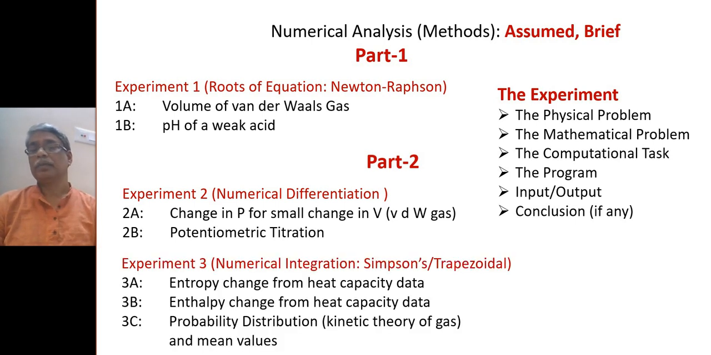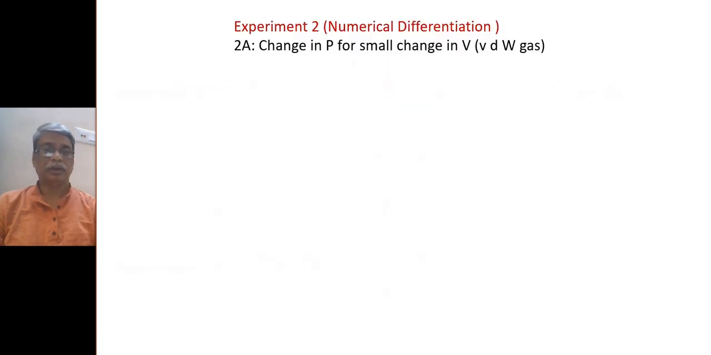And the third experiment, there are three experiments, but the category is numerical integration, either by Simpson's 1/3 rule or by the trapezoidal rule. The experiments are entropy change from heat capacity data, enthalpy change again from heat capacity data, and probability distribution in the kinetic theory of gas, and corresponding mean values using those distribution functions. So those are the tasks today.